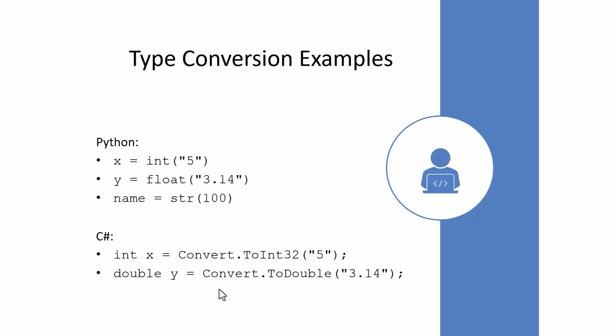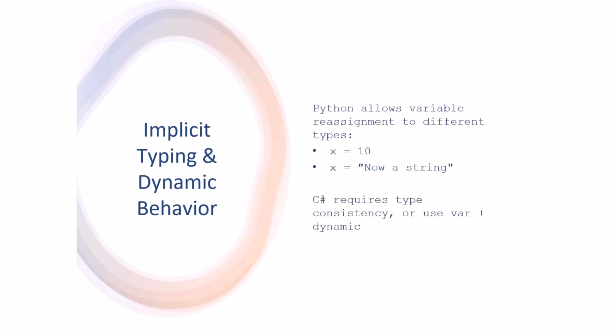Okay. So now implicit typing and dynamic behavior. Python allows variable reassignment to different types. For example, if x is 10, then somewhere down the line in the code snippet, x could be reassigned as a string. And C# requires type consistency, or you use var or dynamic. And if you use dynamic or var, the type safety is still enforced during runtime for var.